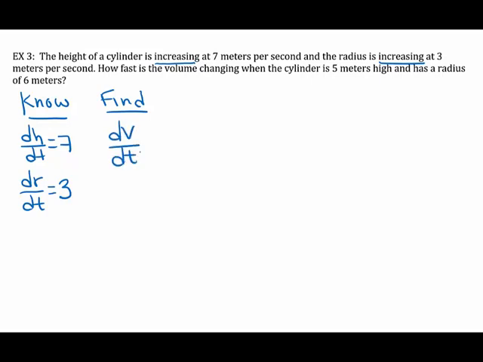So I want to find dV/dt, when the cylinder is 5 meters high, so when h is 5, and has a radius of 6, r equals 6. All right, so let's see. We know things about h's and r's. We want to find dV/dt. So my equation is going to have to do with volume. And the volume of a cylinder is pi r squared times h.